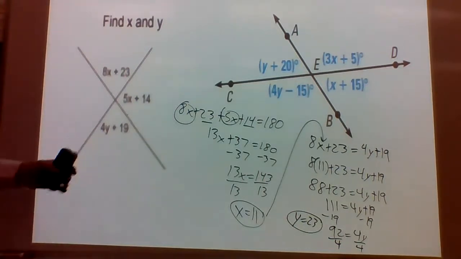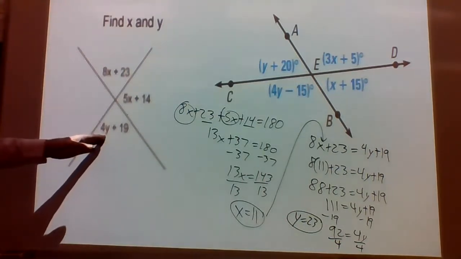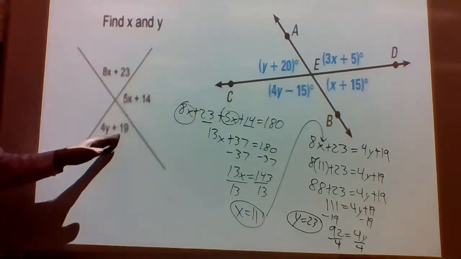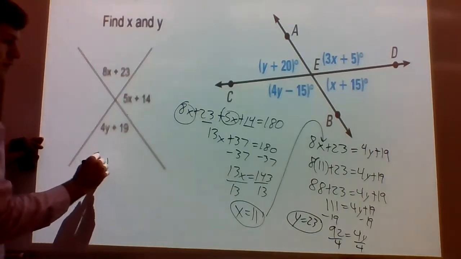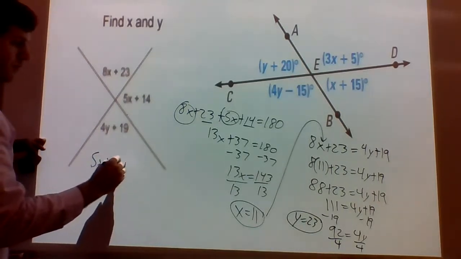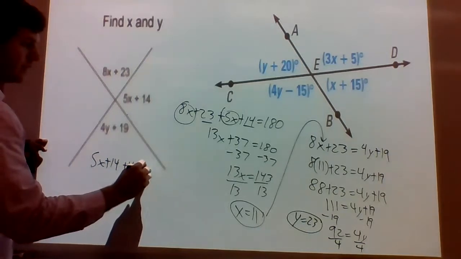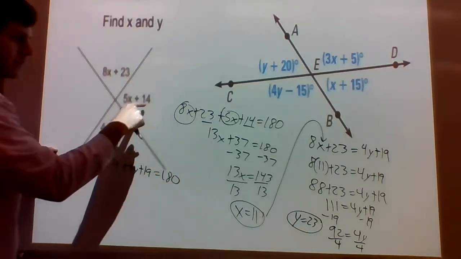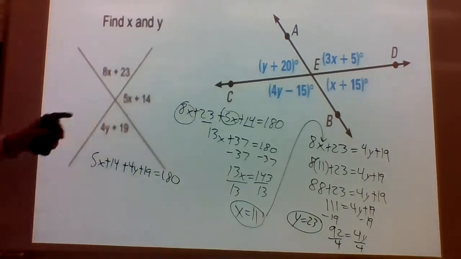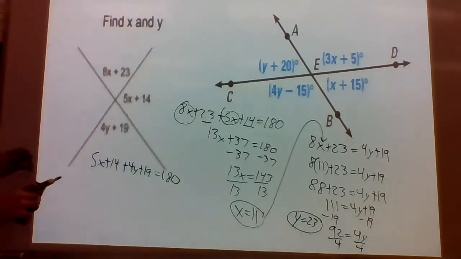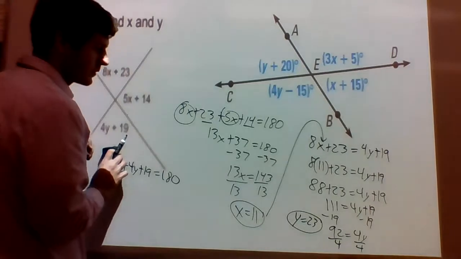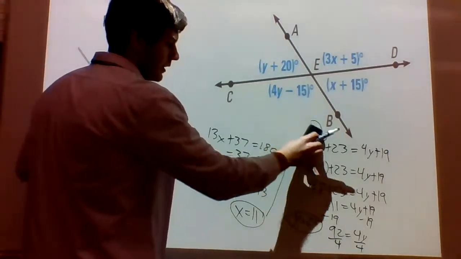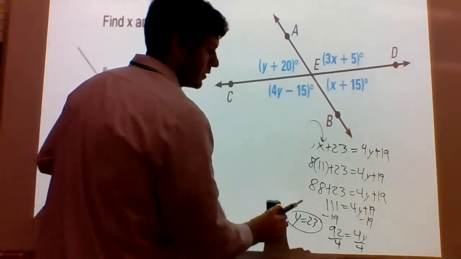We can substitute it back in to check if we needed to. The other equation we could have set up is 5x plus 14 plus 4y plus 19 equals 180, because these are a linear pair. So x and y are 11 and 23.